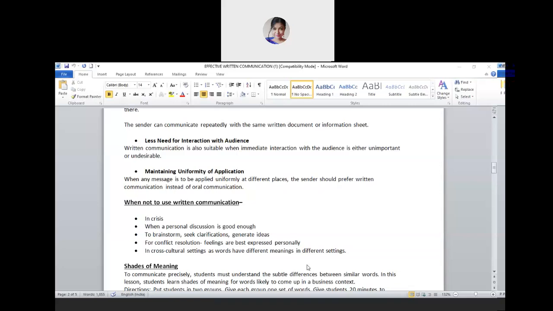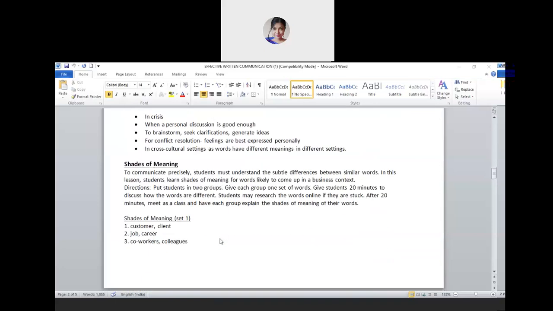When you communicate orally, even if the words that you and I are using are misunderstood, you can clear your doubts instantly. In that very moment you can clear all your doubts, but in the case of the written mode, that is a little difficult. All right, so these are some of the situations when you're not supposed to use the written mode of communication. Have you understood?